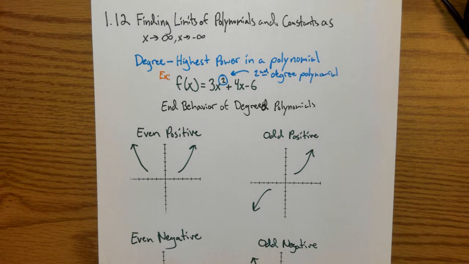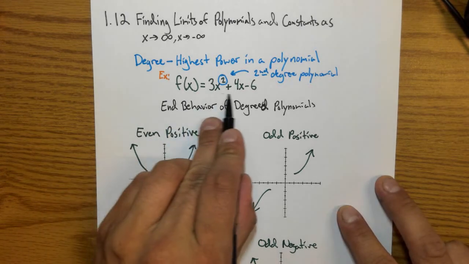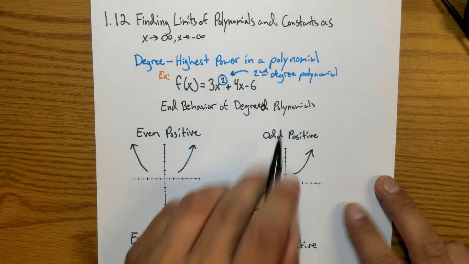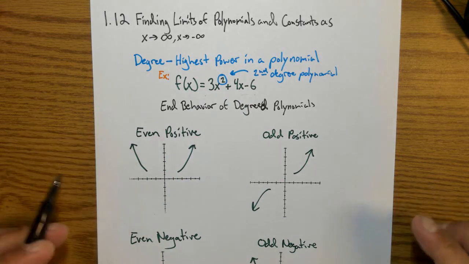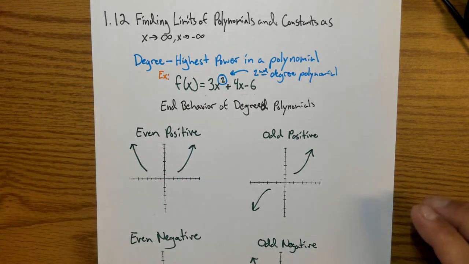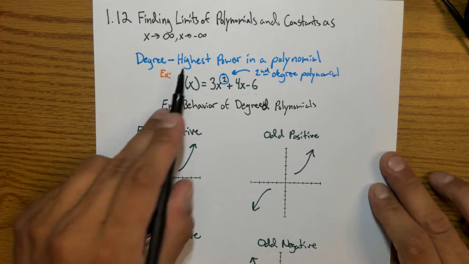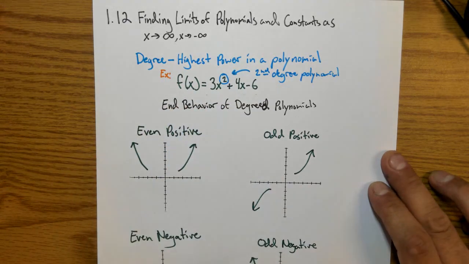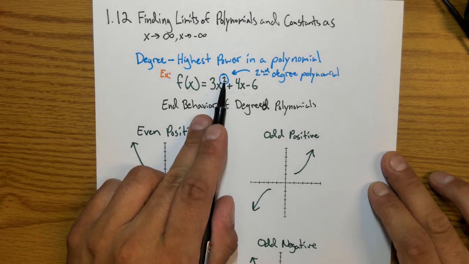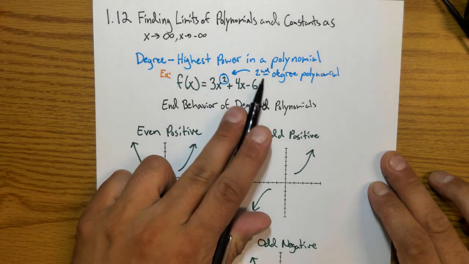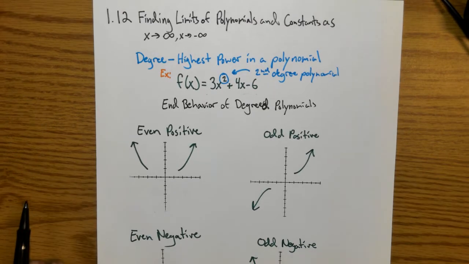So let's go over polynomials for a minute. A polynomial is just a function that has more than one term to it. And let's recall what a degree is. You may have heard it, a degree of a polynomial. The degree is the highest power in a polynomial. So for instance, in this quadratic, the highest power is 2, so we would call this a second degree polynomial.